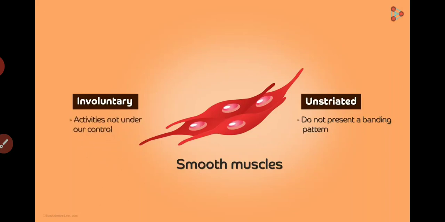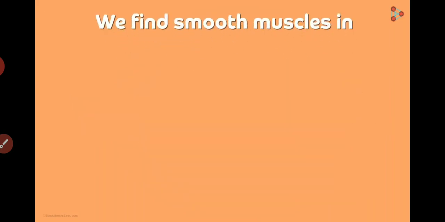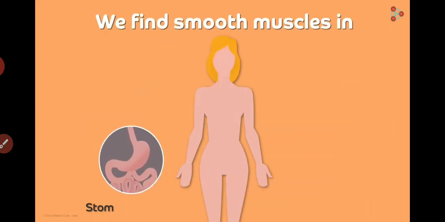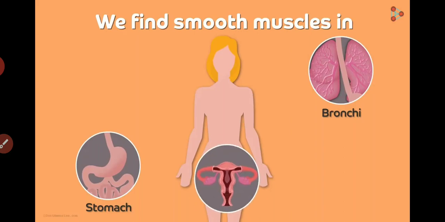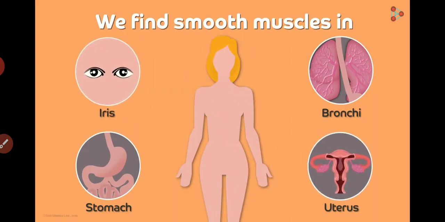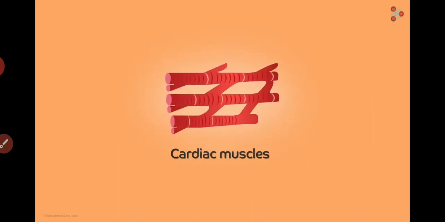So what could be their location now? Well, we find smooth muscles in the stomach, in the bronchi, in the uterus, and also in the iris of eyes. Now let's take a look at the last type, that is the cardiac muscles.